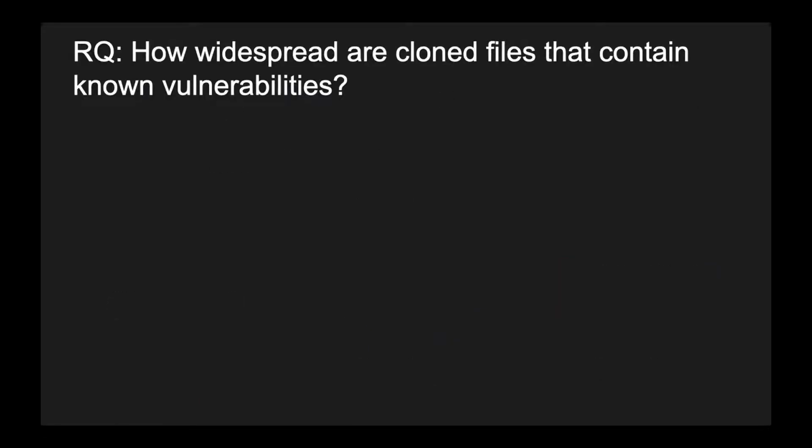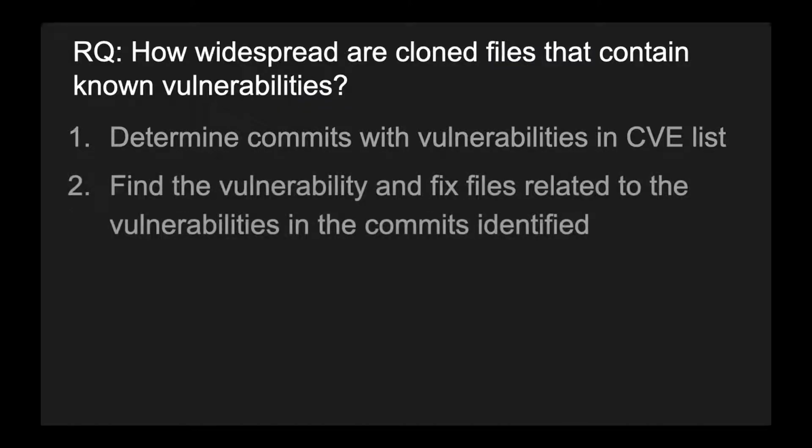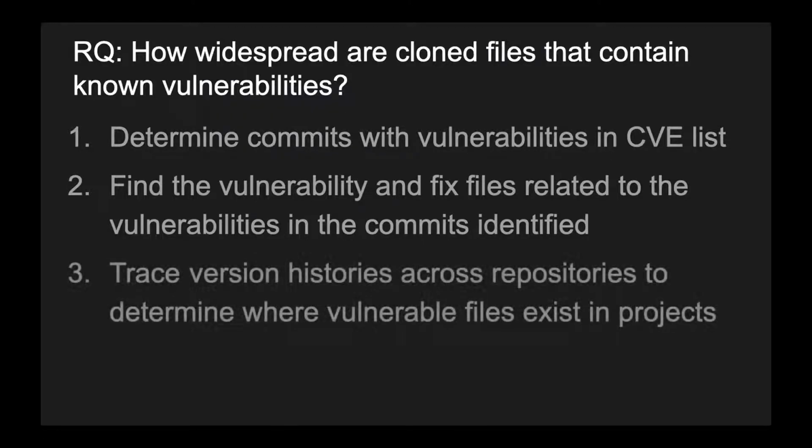The goal of our project during the hackathon was to understand how widespread are clone files that contain known vulnerabilities. In order to do so, first we determined the commits with vulnerabilities in the Common Vulnerabilities and Exposure list, also known as the CVE list. Next, we find files related to the vulnerabilities in the commits. Finally, we trace the version histories of the files across repositories to determine where the vulnerable file exists in other projects.